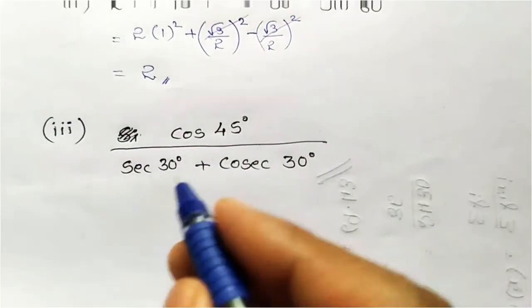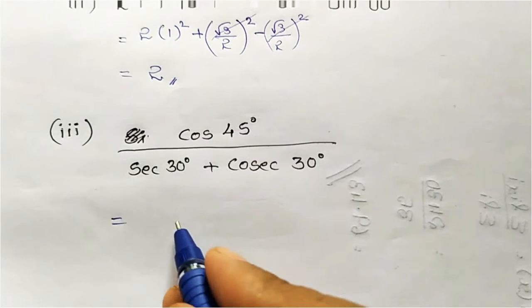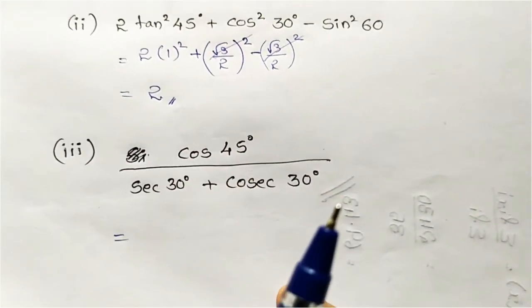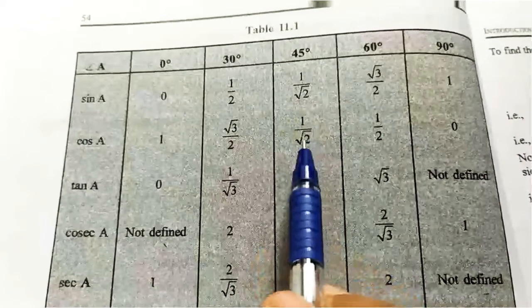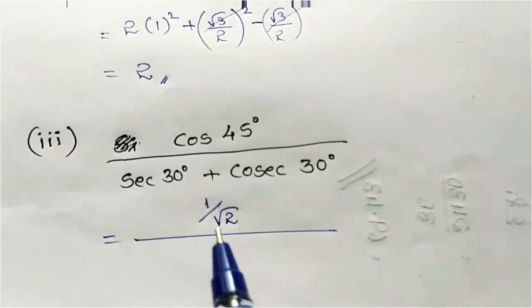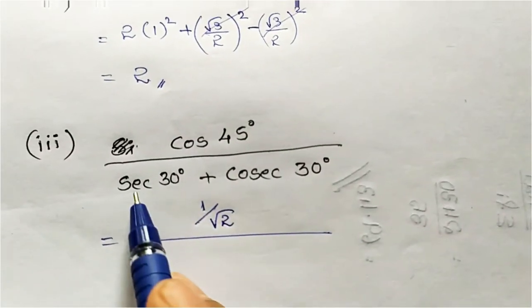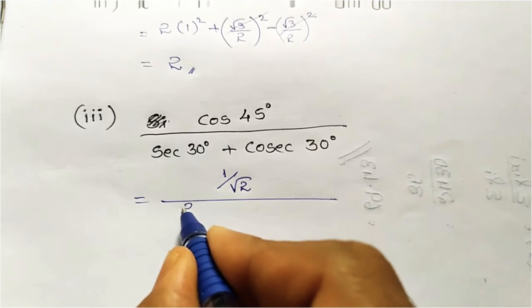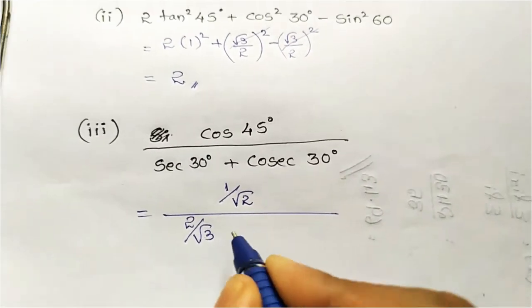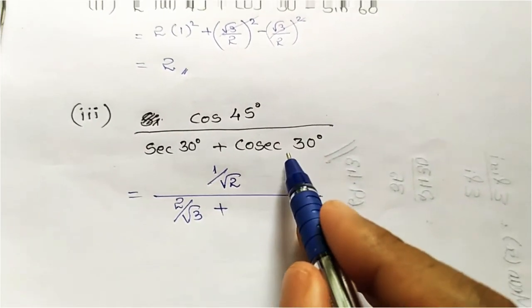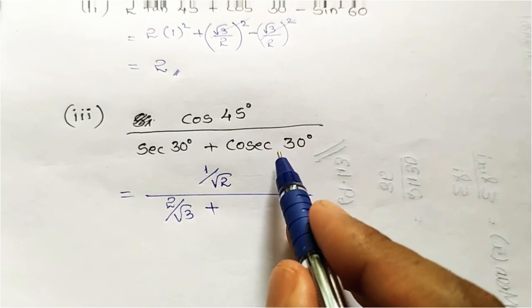Now cos 45. Okay, cos 45, go to the table, cos 45 is 1 by root 2. Next, sec 30 degrees is 2 by root 3, plus cosec 30, and cosec 30 is 2.